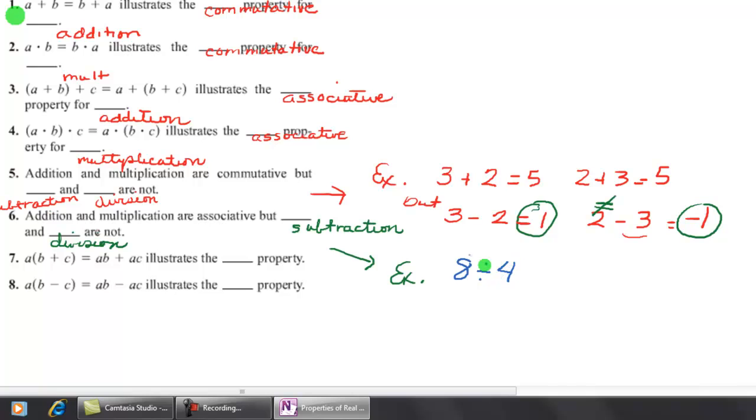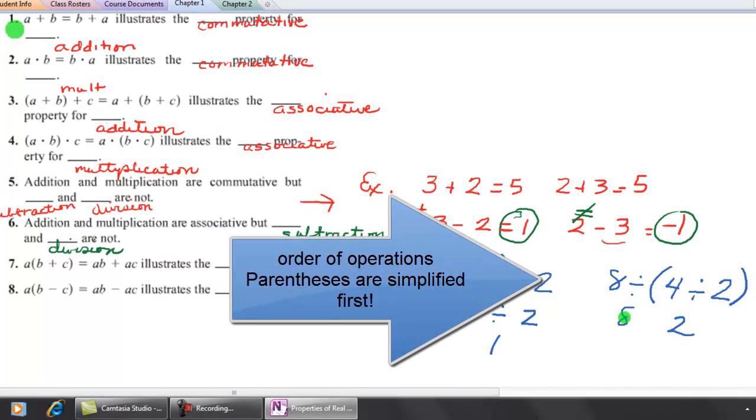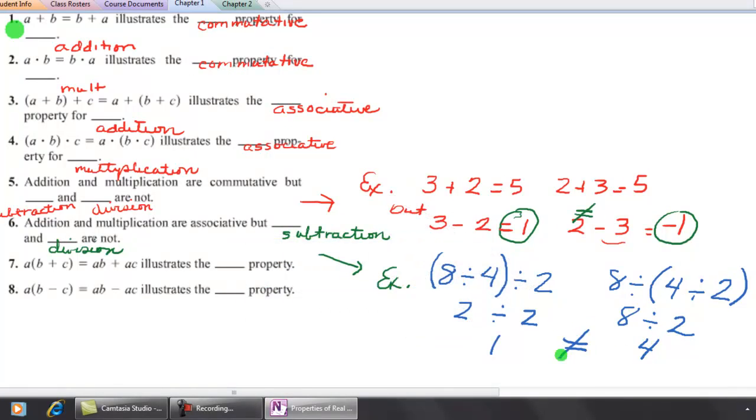If we have 8 divided by 4 in parentheses and then divided by 2, well, 8 divided by 4 is 2, and 2 divided by 2 is 1. So now let's switch the parentheses. Let's put the parentheses around the last two numbers, and remember that our order of operations says we have to do those parentheses first. So we're going to divide 4 by 2, and that gives us 2. Let's rewrite the 8, and so then 8 divided by 2 is 4. So notice how by moving the parentheses we got two different answers.